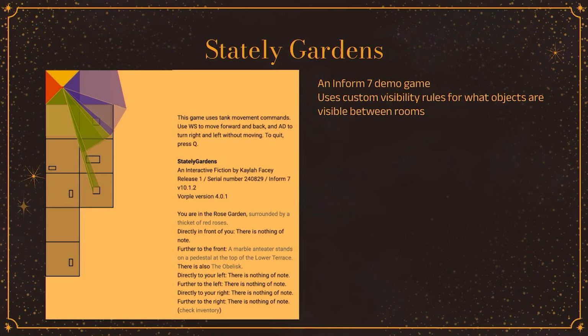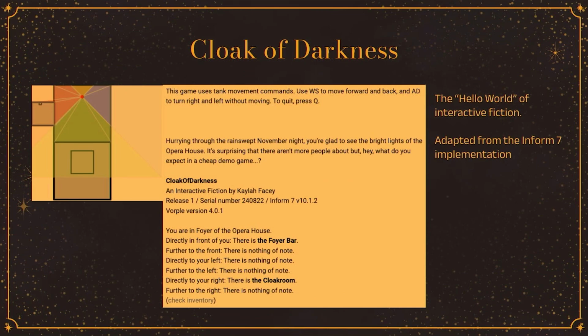Not too much information here because we moved on pretty quickly to Cloak of Darkness. Cloak of Darkness is what has been called the Hello World of interactive fiction. It has been implemented in many different text game languages. Basically the game is a player is in an opera house wearing a dark cloak. And while they're wearing the cloak, if they enter the bar of the opera house, it's dark, they can't see anything. They have to hang the cloak in the cloakroom in order to make the bar visible.